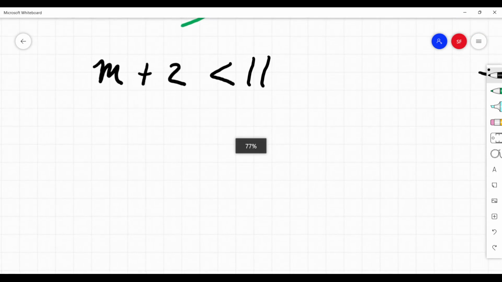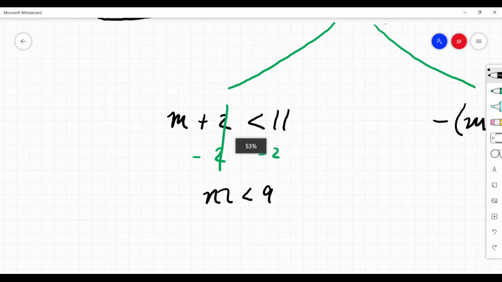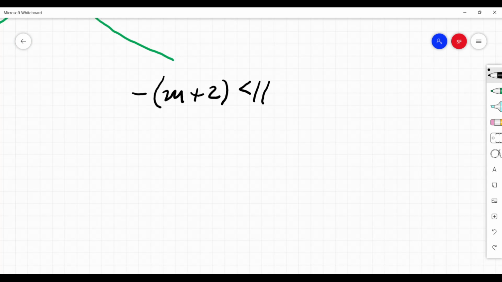So for this side, what are we going to do? Subtract 2 from both sides. So m is less than 9. That's the first half. Now this side, what are we going to do? What can we do instead of distributing the negative? Divide by negative 1. I'm just going to distribute. Well, you can, but it'll take more time.